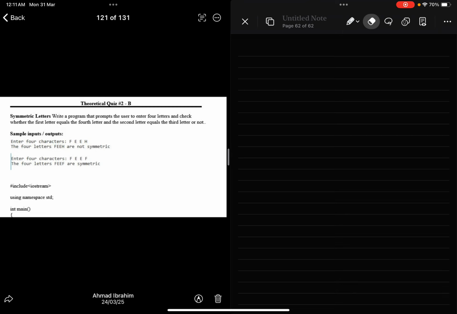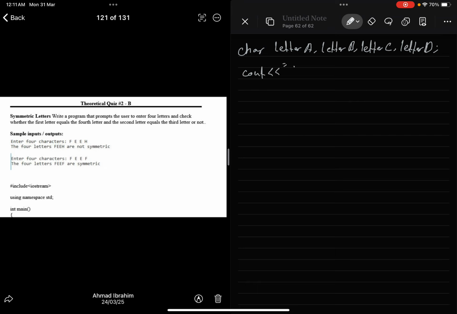Okay, so the solution here: we have to declare the letters. So we write char letter A, letter B, letter C, and letter D. After that, we have to write the question here.